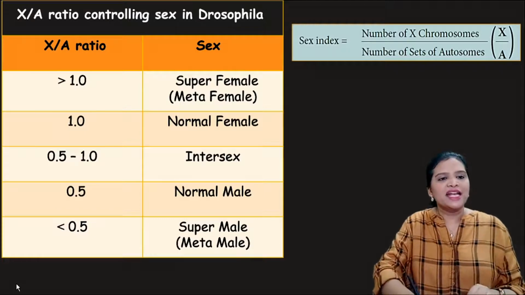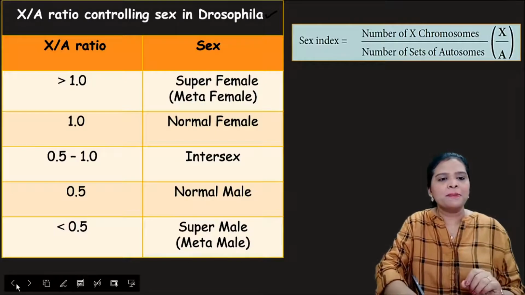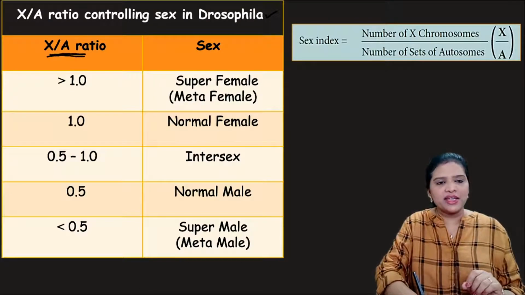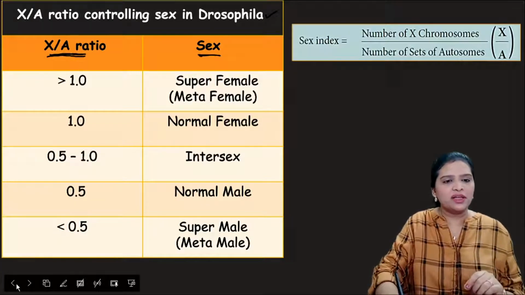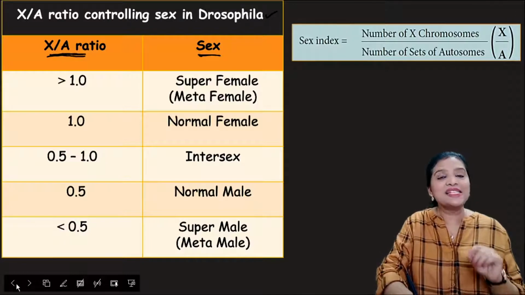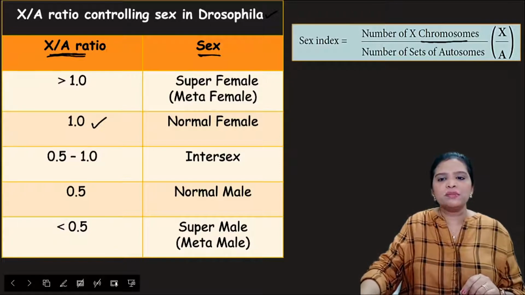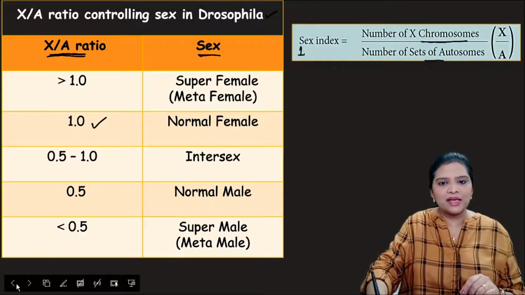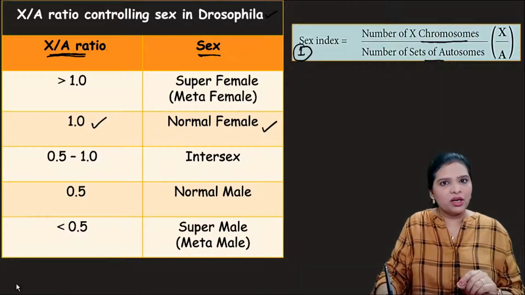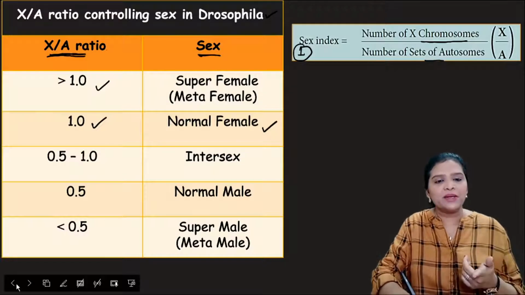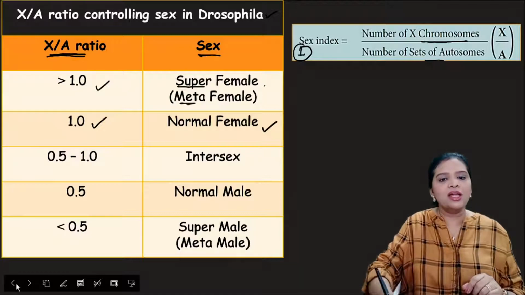Look here, this is the X to A ratio controlling the sex in Drosophila. We make here a table, X by A ratio, and this is the sex. For example, in any Drosophila, if the X by A ratio, that means the sex index ratio, comes to 1, that is, when you divide the number of X chromosomes by the sets of autosomes and the answer is 1, then this is a normal female fly. Got it? If the ratio is more than 1, then this is called a super female or meta female. Both are the same, super female or meta female.